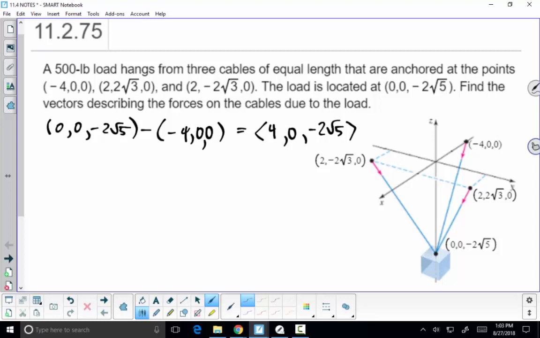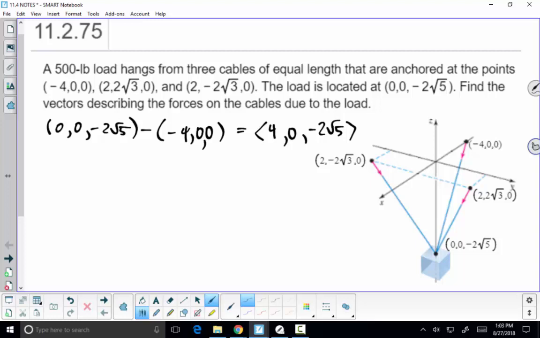So that is a displacement vector that is pointing from the anchor point over to the load. Saba just walked in, and who else just walked in? What is your first name? Eric. Eric. All right, so let's see. Oh, yes, gotcha.